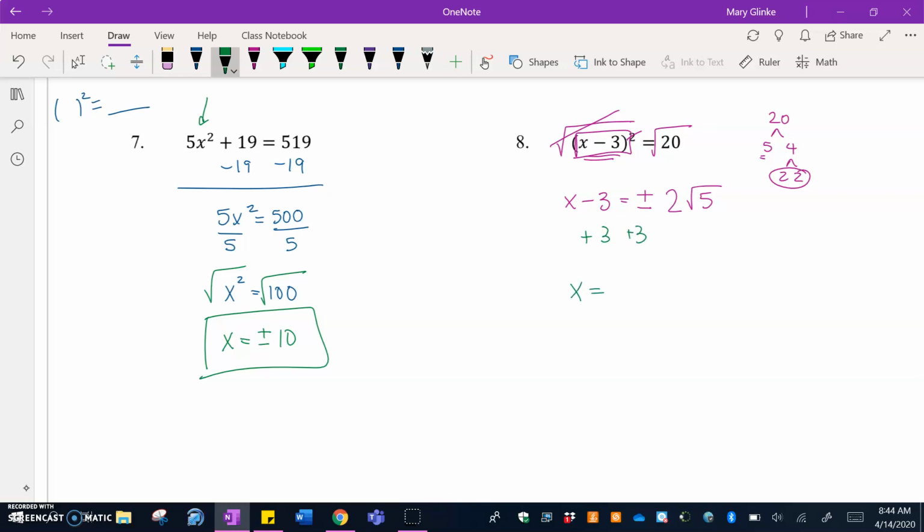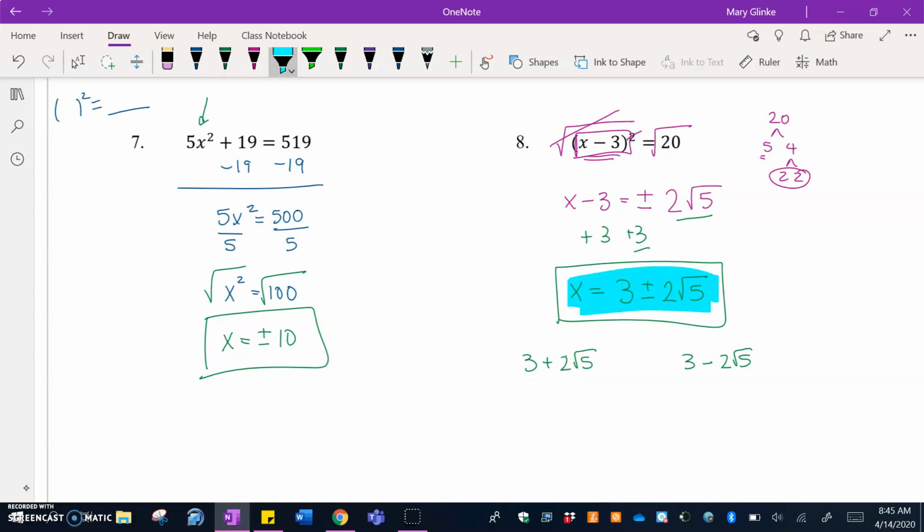But the problem is we cannot combine 3 and 2 root 5 together. They're not alike. So we can't combine them. So what we're going to do is we're going to write the 3 out in front. And we're going to leave it as positive and negative 2 root 5. So our two solutions technically are 3 plus 2 root 5 and 3 minus 2 root 5. Those would be decimal answers, but we're going to leave it written as x equals 3 plus and minus 2 root 5.